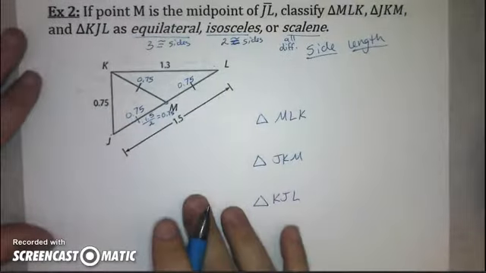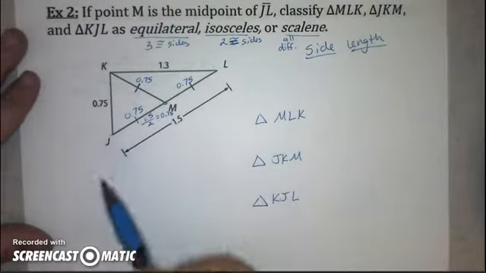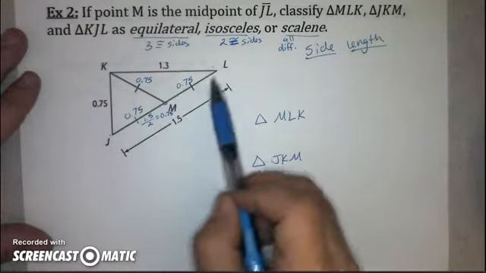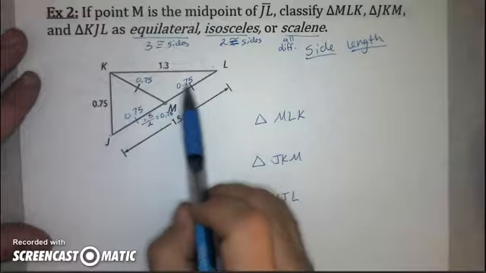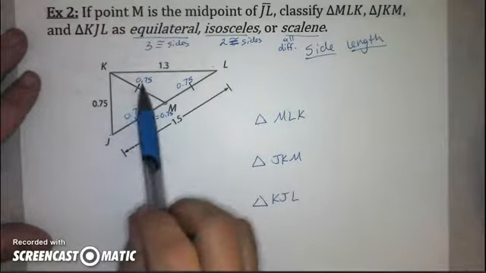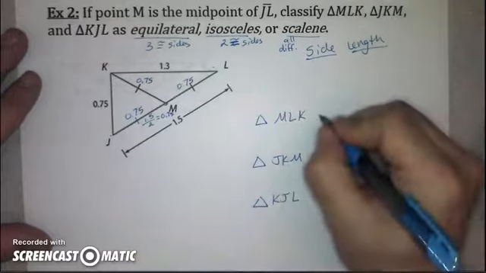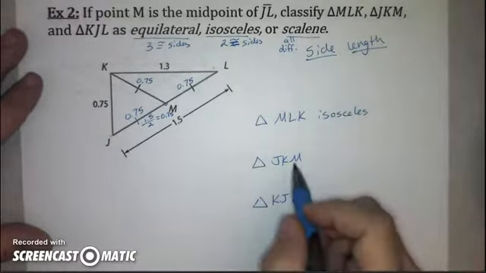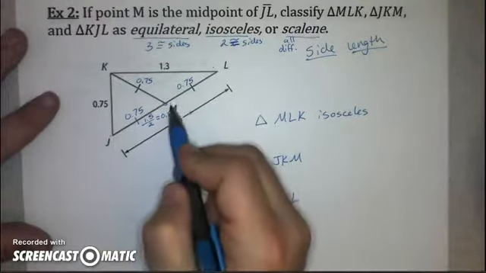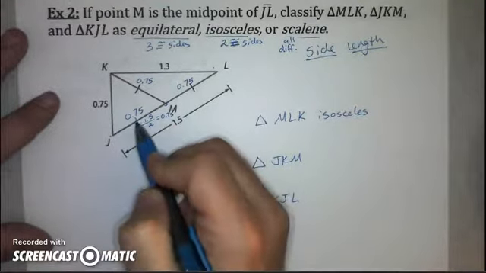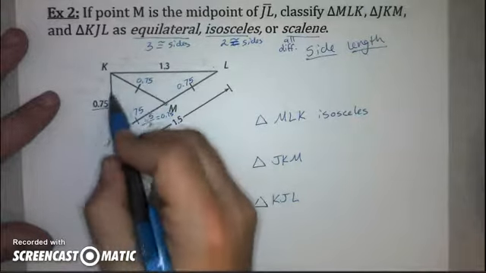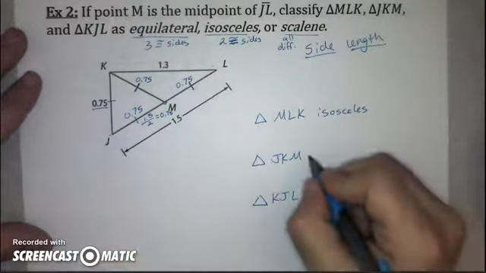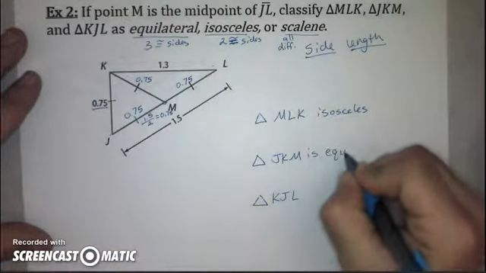So let's take a look here. We have triangle MLK. MLK is this triangle here. We have 2 congruent sides and a third side that's different, but because there are at least 2 congruent sides, it is isosceles. And then let's look at triangle JKM. We have these 2 sides congruent as 0.75, but you are also given that KJ is 0.75, so all 3 sides are the same length, and so it is equilateral.